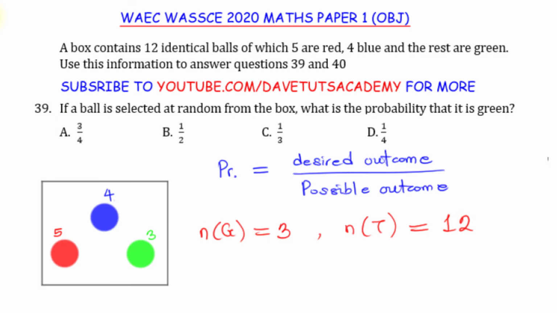So in that case, the probability of picking a green ball will be the desired outcome, that is green, which is 3, over the possible outcome. We have a total of 12 balls, so any of them could have been taken from the box. So that would be 12. If you want to evaluate this, you can just divide: 3 into 12 is 4. Therefore, that probability is 1 over 4. And looking at the options, you can see option D, that is 1 over 4. Alright.